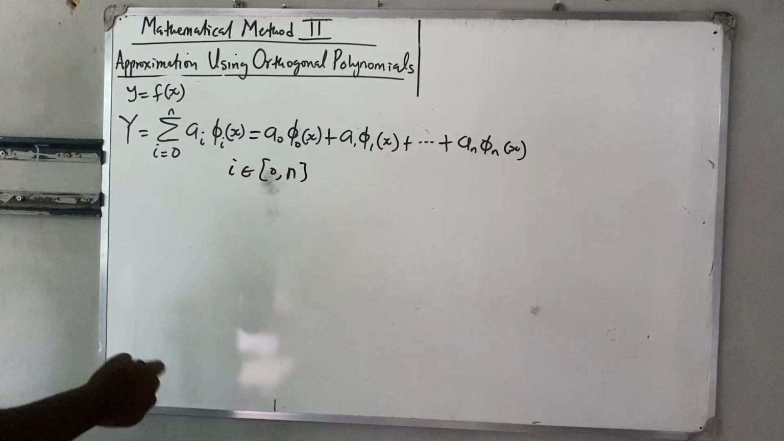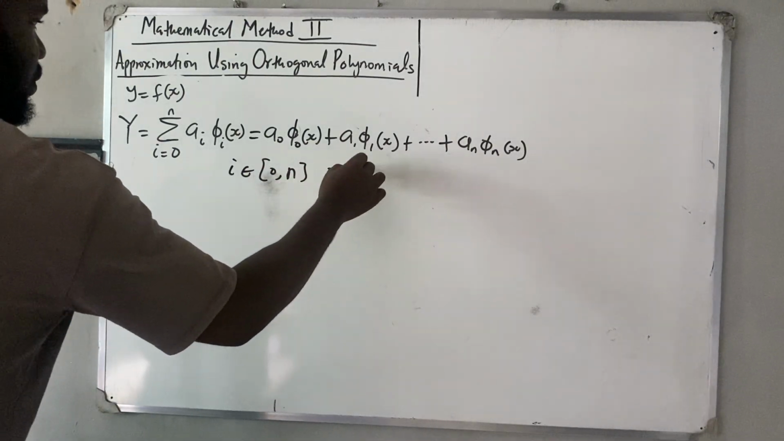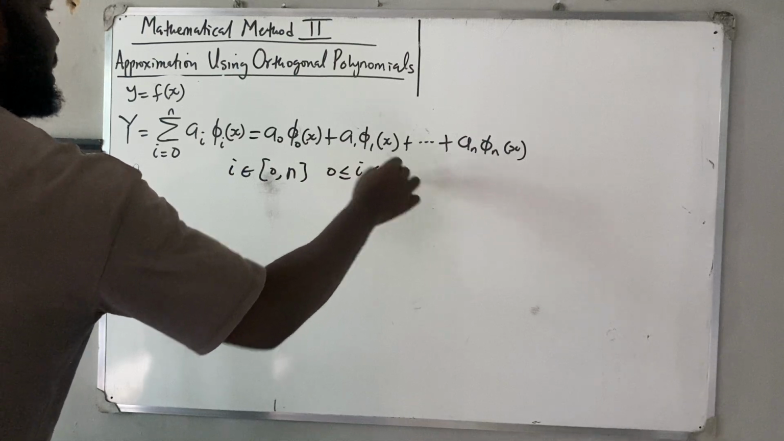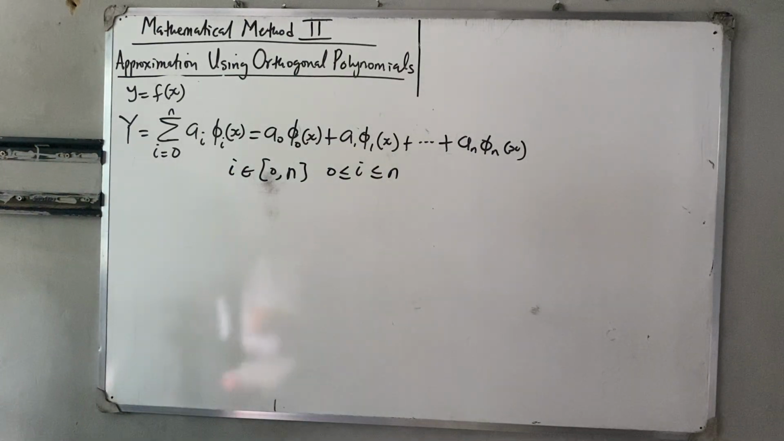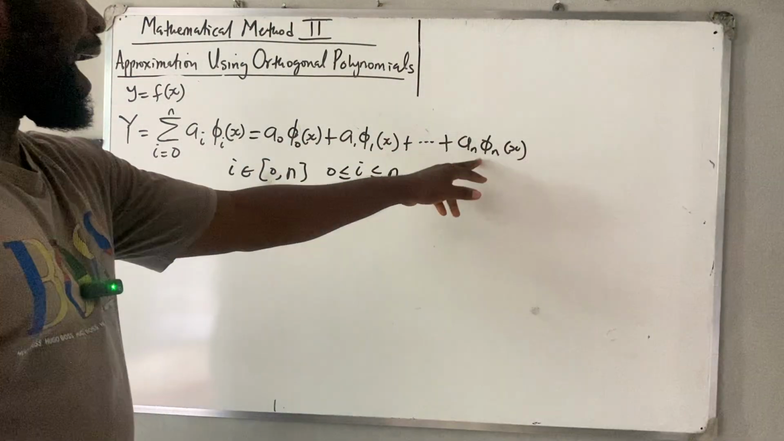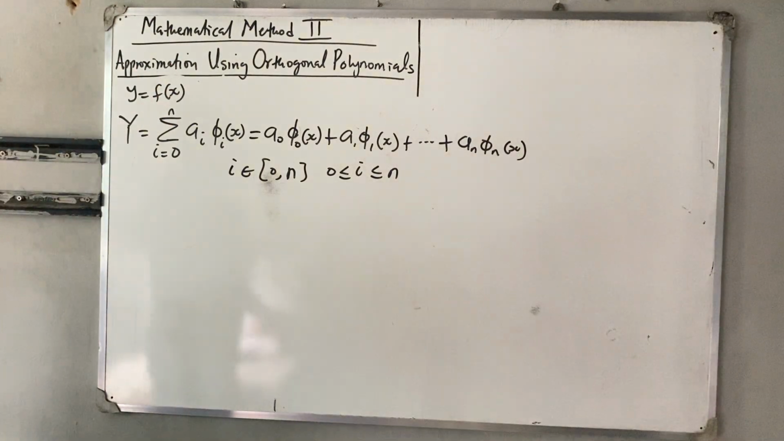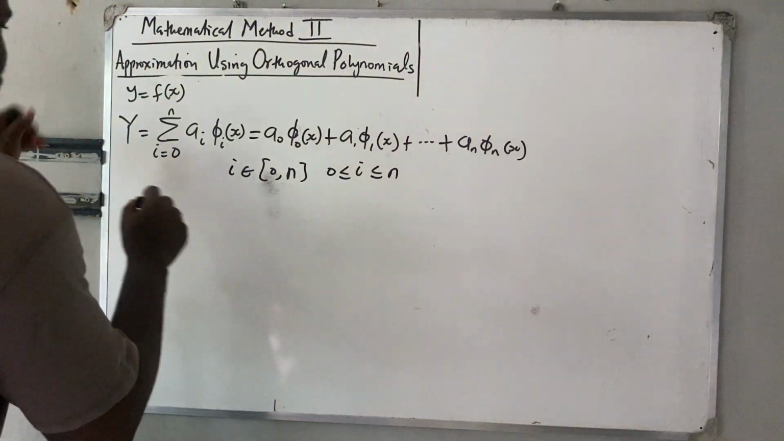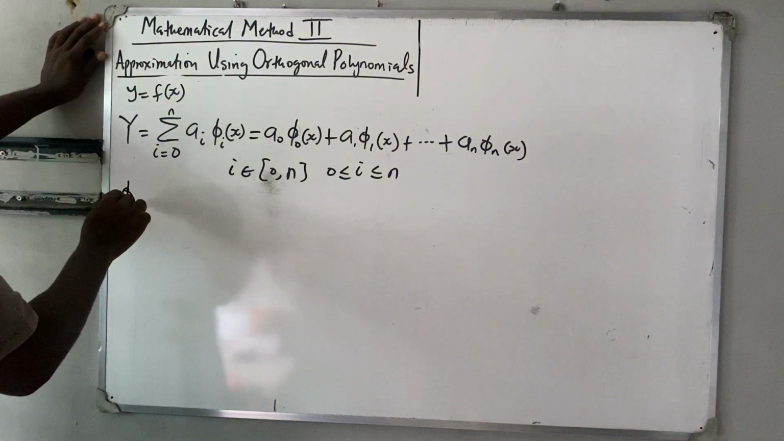A closed interval of 0 and n. Or you say that 0 is less than or equal to I, which is less than or equal to n. So don't forget that. Now, to do this, you should take note that all these functions are called orthogonal polynomials. All these functions we are seeing, let me call it phi I.